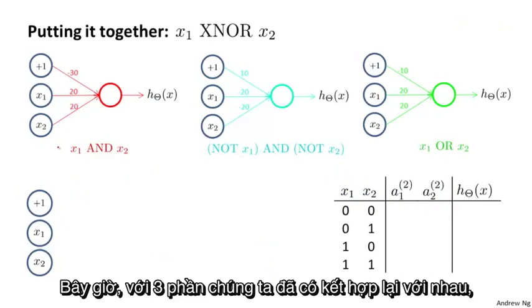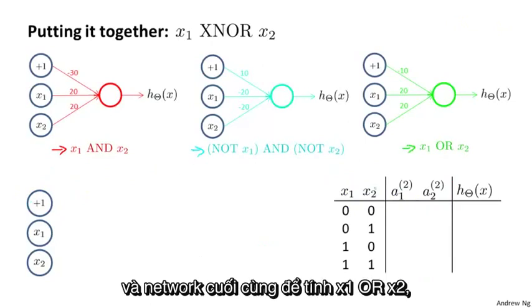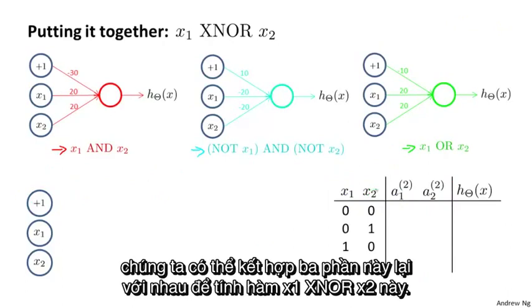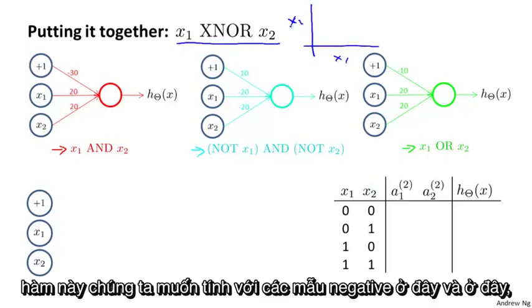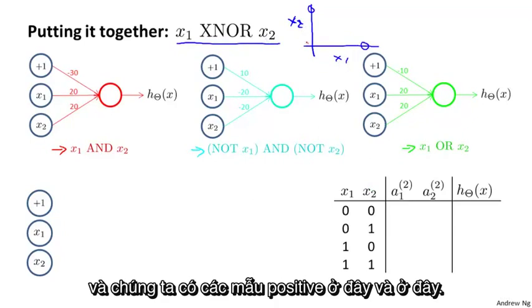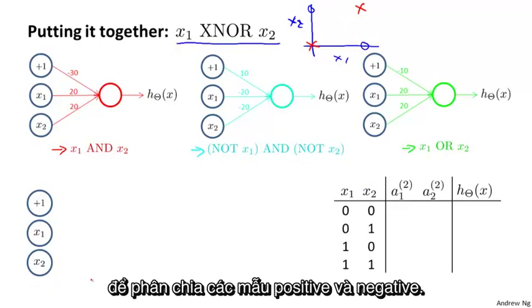Now, taking the three pieces that we have put together, that is the network for computing x1 and x2, and the network for computing not x1 and not x2, and one last network for computing x1 or x2, we should be able to put these three pieces together to compute this x1 xnor x2 function. And just to remind you, if this was x1, x2, this function that we want to compute would have negative examples here and here, and we'd have positive examples there and there. And so clearly this will need a nonlinear decision boundary in order to separate the positive and negative examples.